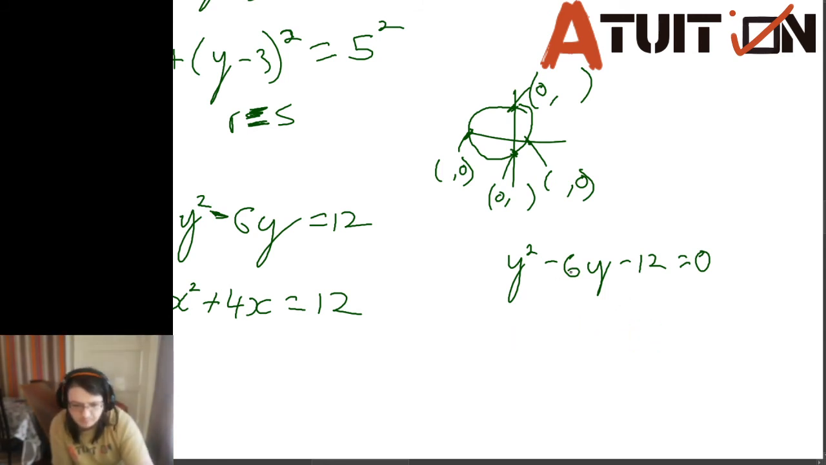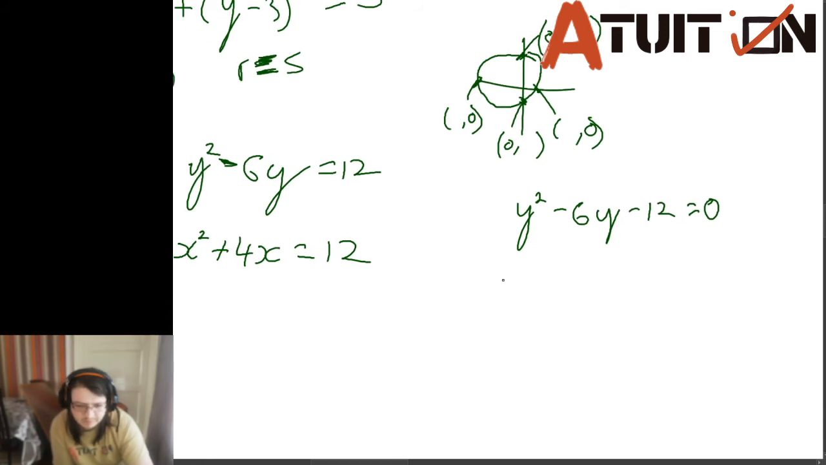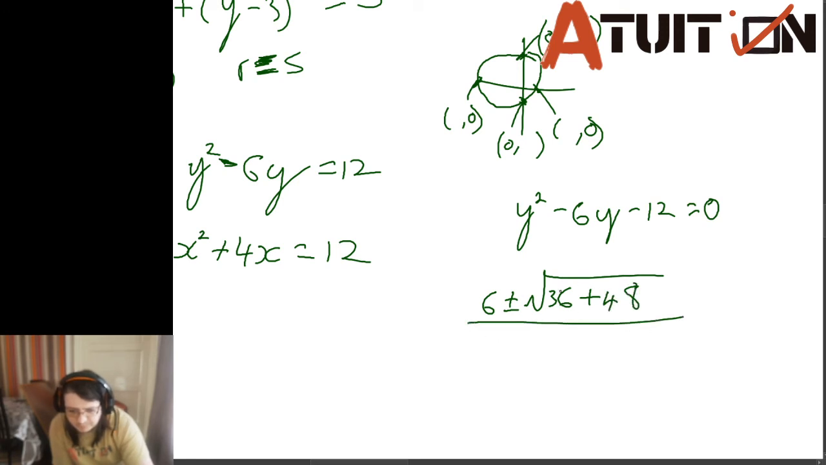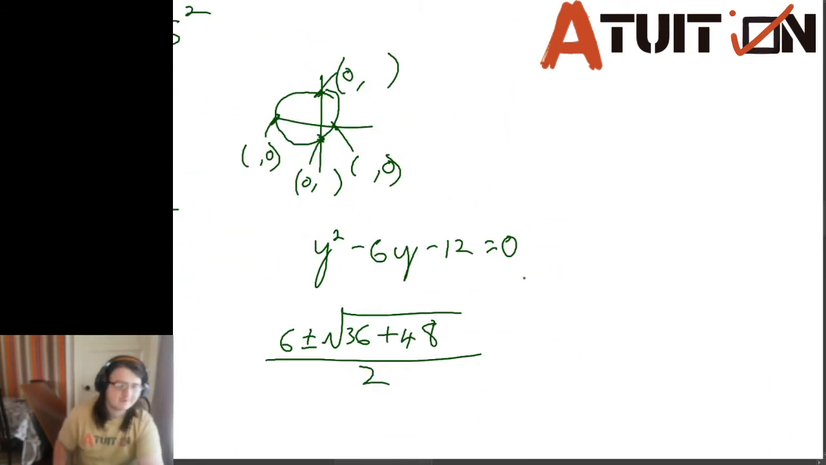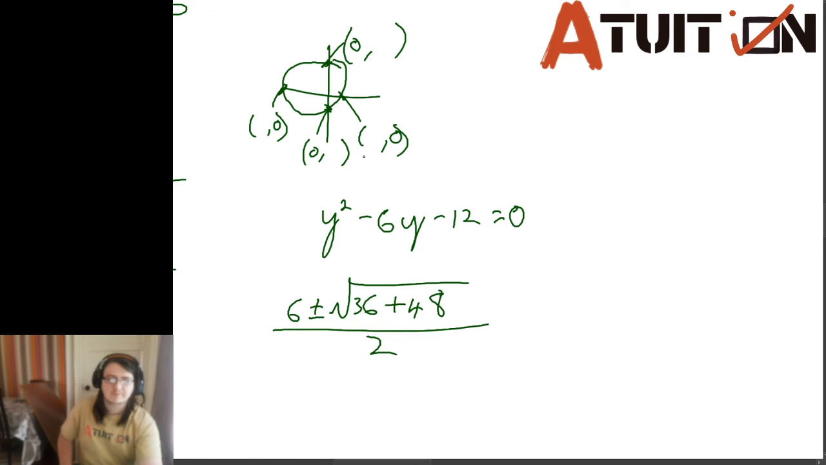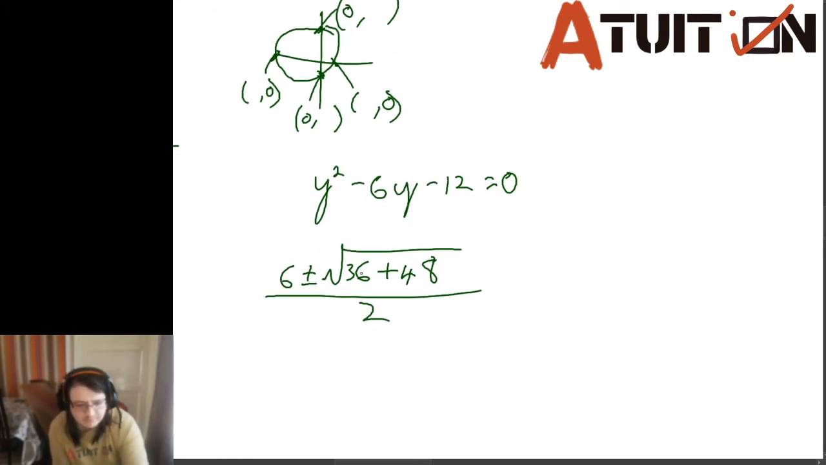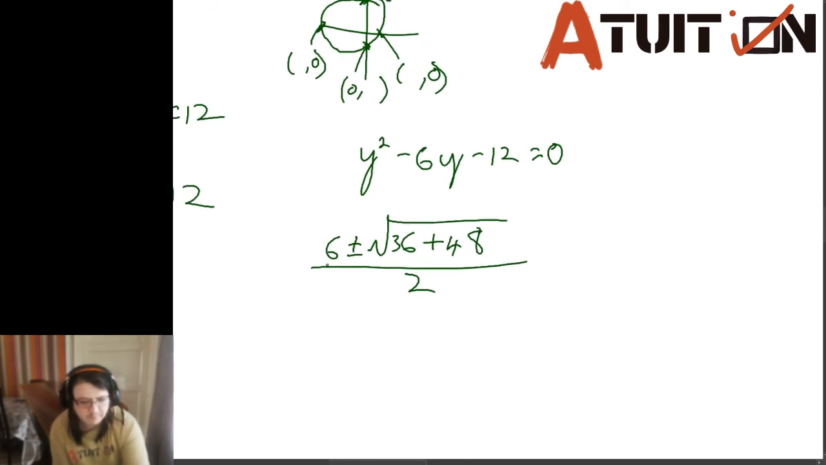So A is 1, B is minus 6, C is minus 12. So we've got 6 plus or minus the square root of B squared minus 4AC. So that's 36 plus 48. That's why it won't factorize, because that's not a nice square number. All over 2a, which is 2. Oh well, it was unlikely that it was going to factorize, because that was just a random equation that I made up. Alright, so 36 and 48 is 84. So we end up with the square root of 84.